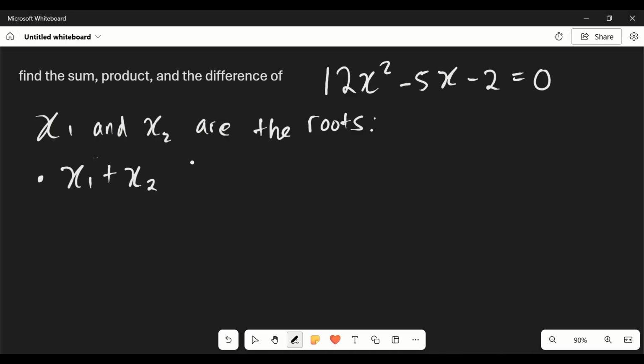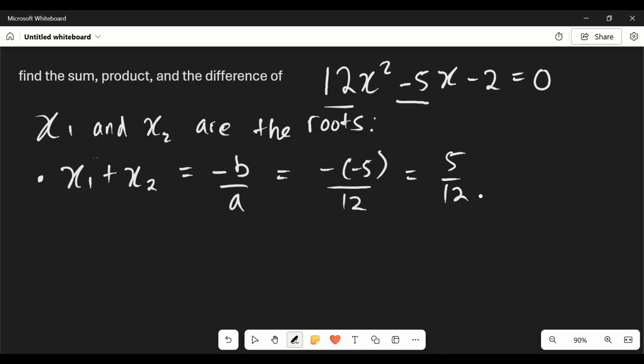we can use this formula, where the value of b is -5 and the value of a is 12. So we can substitute into the formula. And we get this. This is the sum of the roots.